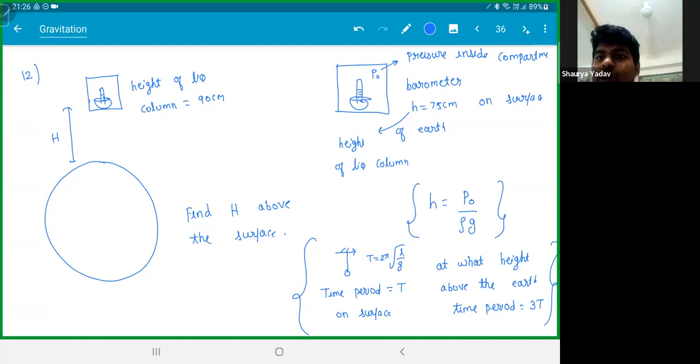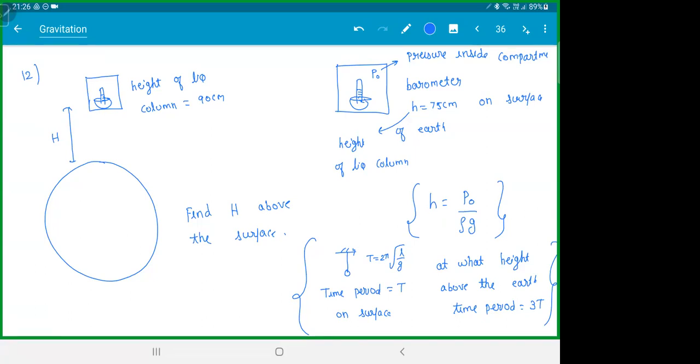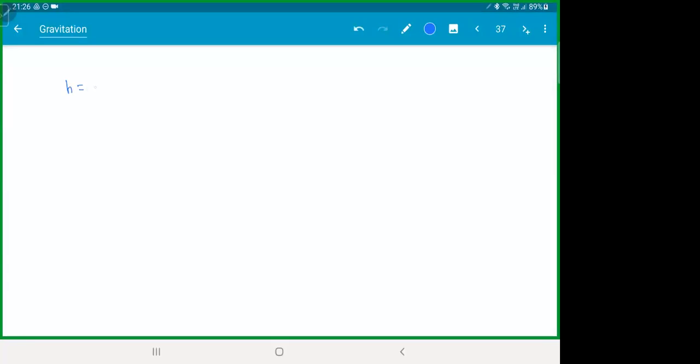Sir, 0.09 R by 12. So we know H is equal to P naught by rho g. So basically H is proportional to 1 by g. So H1 by H2 is g2 by g1. H1 is 75 centimeter, H2 became 90 centimeter. This g2 is g apparent, and g1 is g. So basically you got g apparent as 5g by 6, right? The gravity has become 5g by 6.